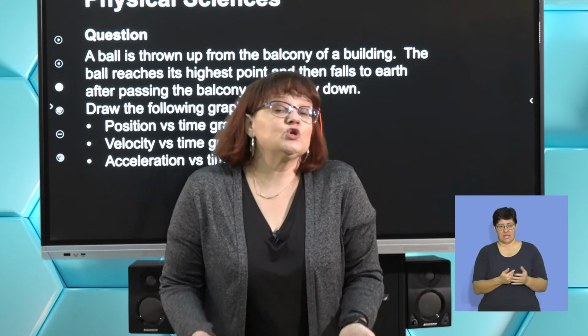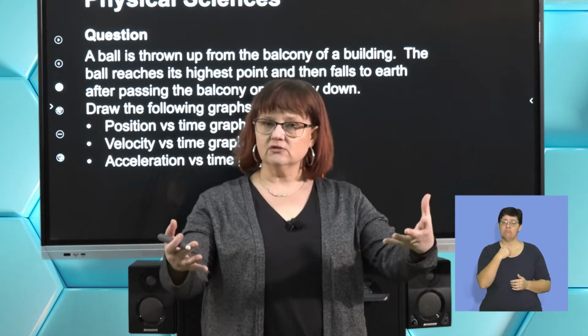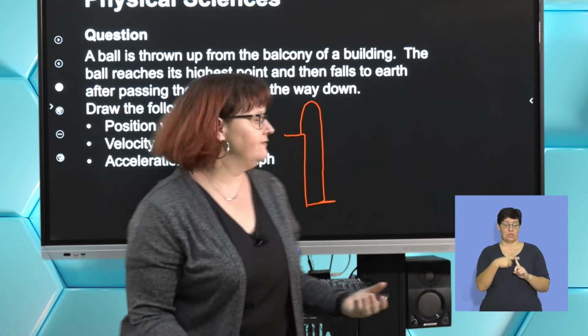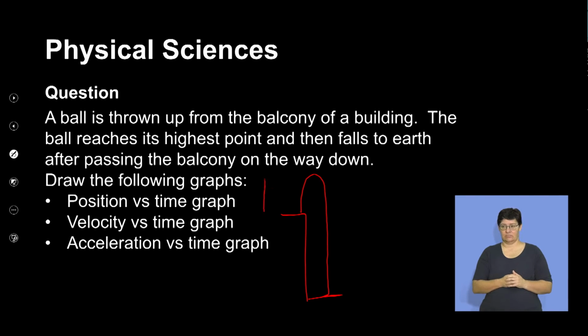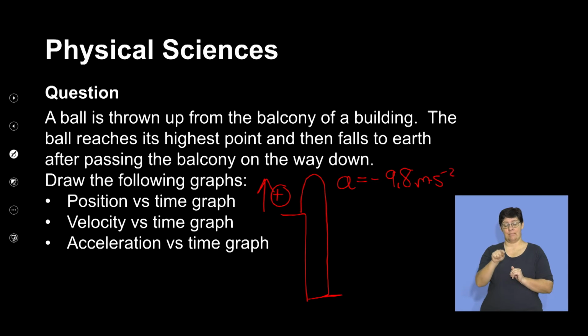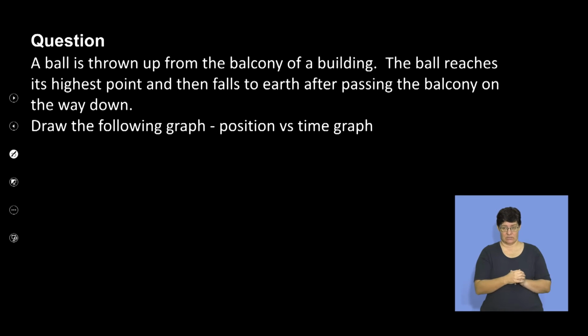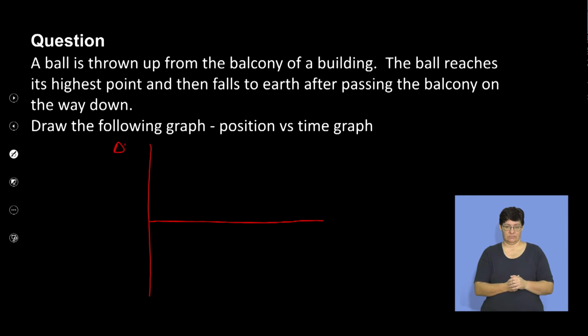Now, if I have a choice, I like to take original direction of motion as positive. So for this one, I would like to take up as positive, which means acceleration is minus 9.8 meters per second squared, and it's minus because it's going down. So let's draw the position time graph. Position, which is in meters, time in seconds.